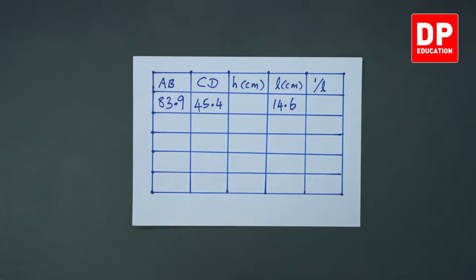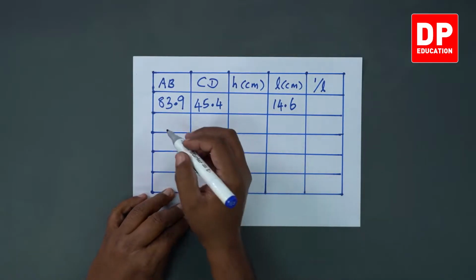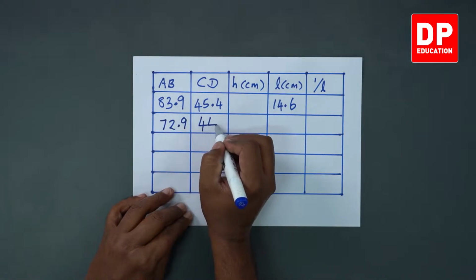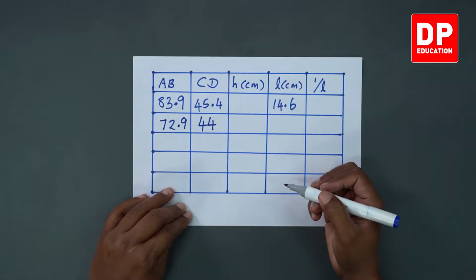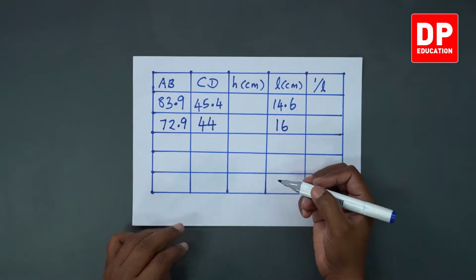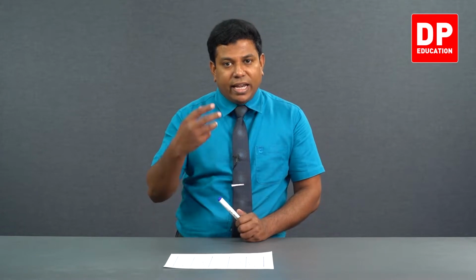The reading for AB we have got 72.9, and CD 44. L will be 60 minus 44, which is 16 centimeters. That is the second set of readings. Now, again we will change it, get another reading. Right, all together let us try to get 5 readings so that we can get a reliable graph with less error. Let us get another reading now.